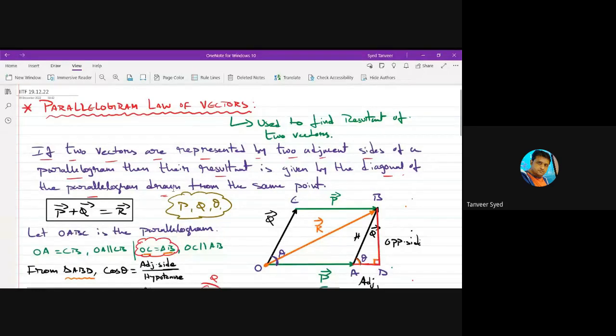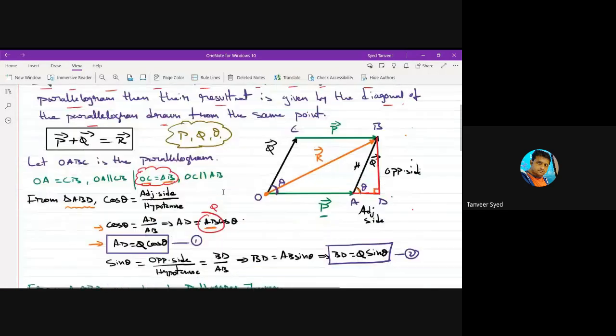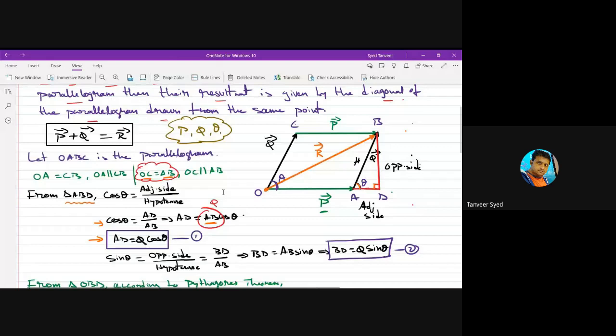Parallelogram law of vector addition, a law which is used to find the resultant of two vectors by graphical method. So we have two vectors P and Q making angle theta with each other, which are to be added, or whose resultant is to be found out.